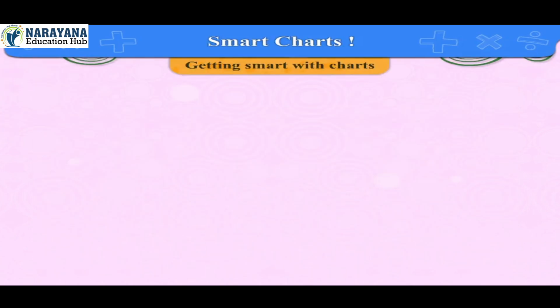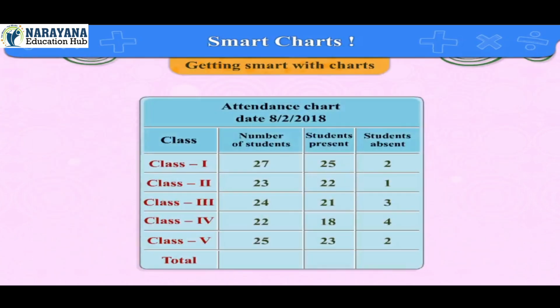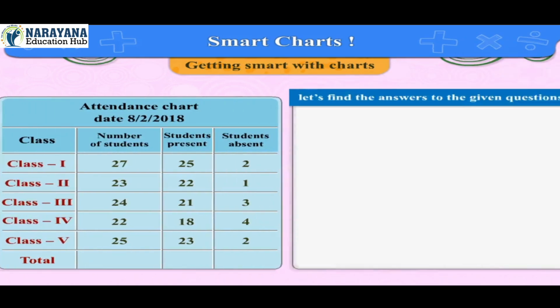Getting smart with charts. Just see the given chart. It is giving information about attendance. It is of date 8/2/2018. It gives information of students of class 1 to class 5: the total number of students, and additional information like the numbers of students present and students absent. With the help of the given table, let's find the answers to the given questions.